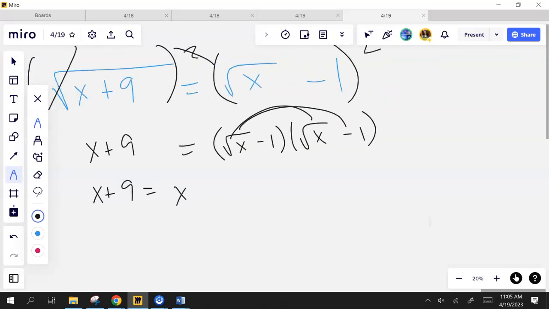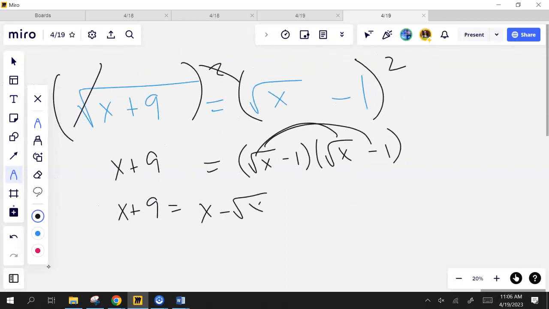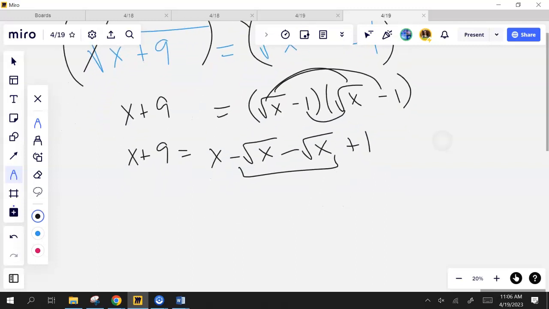minus the square root of x minus the square root of x plus 1. What is this? What's negative root x minus root x? Not multiplying them, though, but you're adding. So they're like radicals. There you go. Minus 2 root x plus 1.